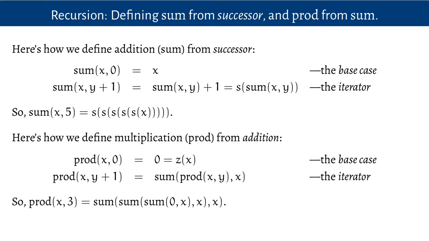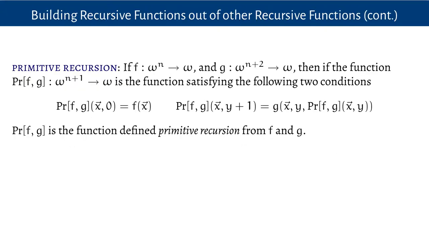I sum all the way down until I get to this base case, which is given by another definition, which is something else that we can compute. In this case, it's an identity, just return x, the input x, return x. And in this case, it's the zero function, take the input x and zero it out and use zero. Here's the general form of this. It's the primitive recursion of a base case and an iterator.